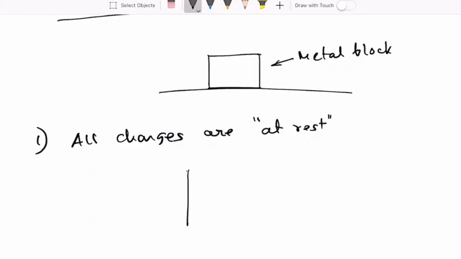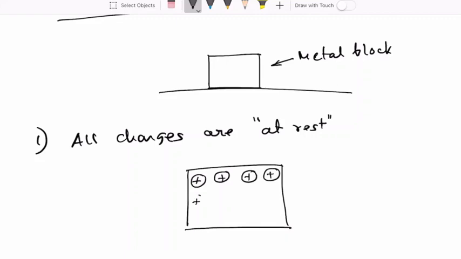The nuclei of the atoms are not moving at all, because in a conductor, we know that in a solid, the atoms more or less maintain their positions. So these squares with pluses that I'm drawing are the atoms. You can think of the plus as the positively charged nucleus. And so these atoms are vibrating in place, but they are not really changing positions.